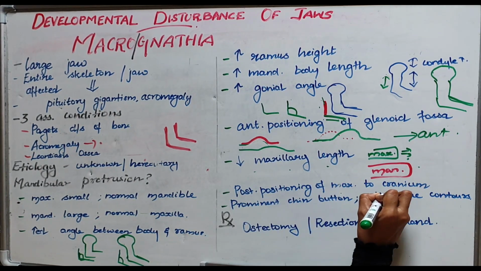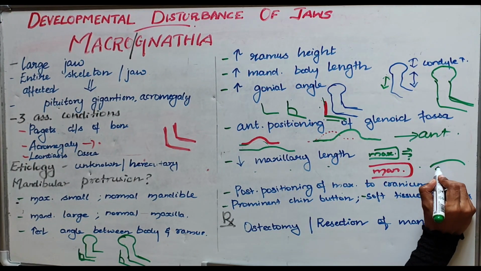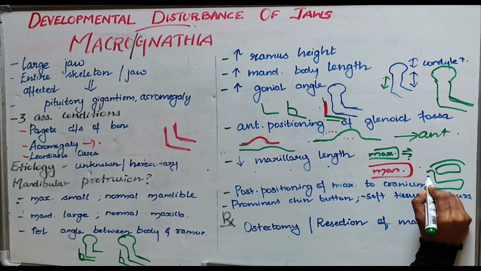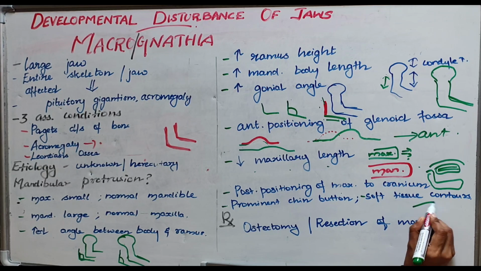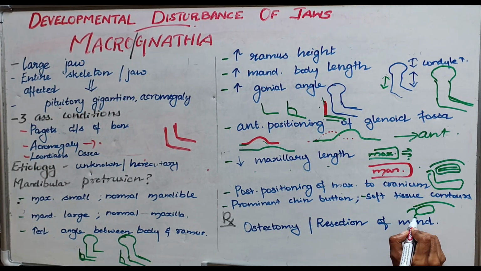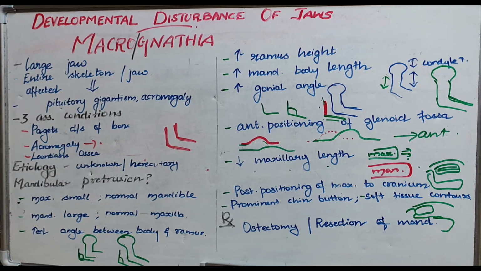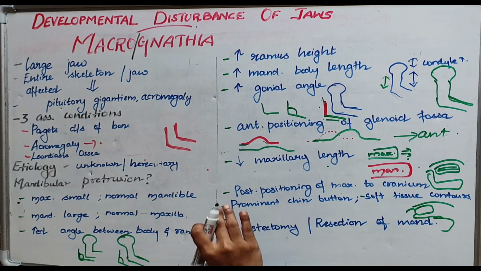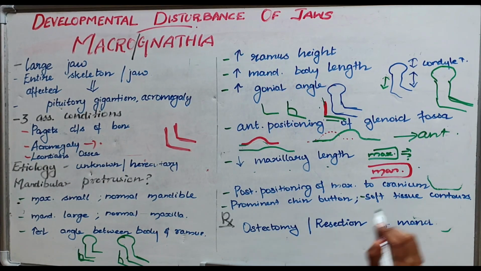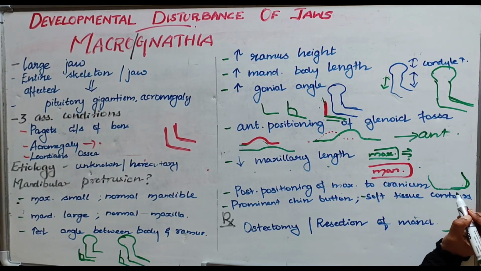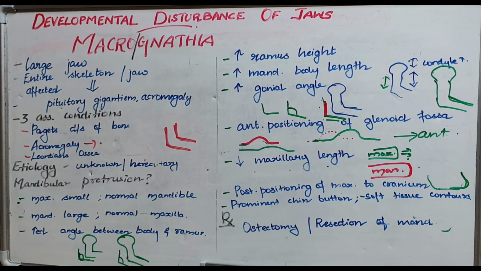Posterior positioning of maxilla to the cranium. So imagine this is a cranium, this is your maxilla and this is your mandible. When your maxilla is so much posterior, then your mandible will be located anteriorly. So it is also an illusive effect of showing the mandible in a larger size. So posterior positioning of maxilla to the base of the cranium. Then prominent chin button, when your chin button is more prominent and also due to some soft tissue contours.